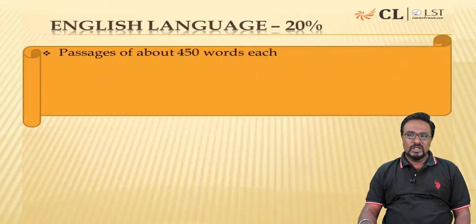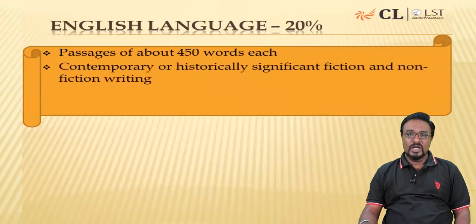For example, English, which has 20% weightage. With 20% weightage, they are going to ask you about 6 or 7 odd passages, each comprising 450 words. That means it's going to be too much reading. At the same time, what are these passages going to be from? They are going to be contemporary or historically significant events, fiction and non-fiction writings which you need to read.